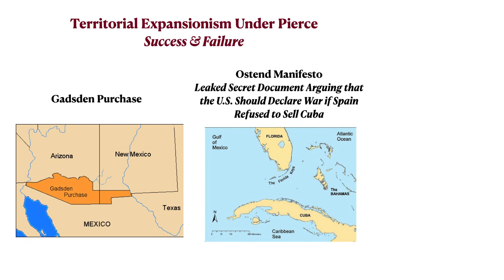There was a leaked secret document from the Democrats arguing that the U.S. should declare war on Spain if they refused to sell Cuba. And this greatly angered a lot of Northerners who certainly did not want to see a war with Spain, and certainly did not want to see another slave state come in.